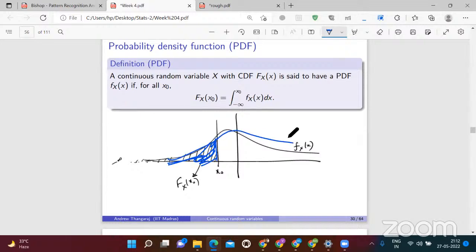Is this the graph of PDF or CDF? This is the graph of PDF. Say, for example, we are taking a value at x naught. What is the probability of less than or equal to x naught? This is CDF. So if you have to calculate the probability value till x naught, this is generally CDF. But the graph is a PDF, right? Yes, this graph is a PDF.